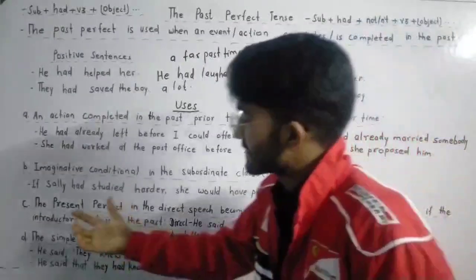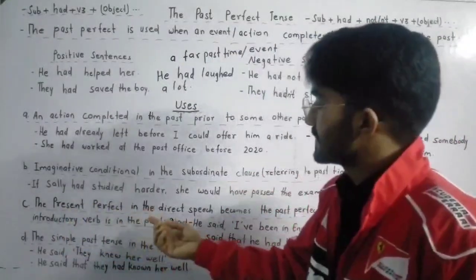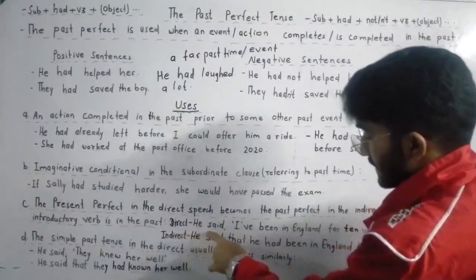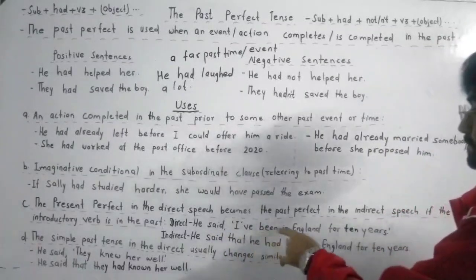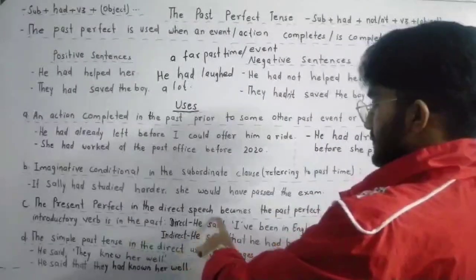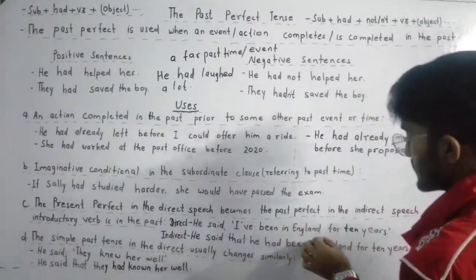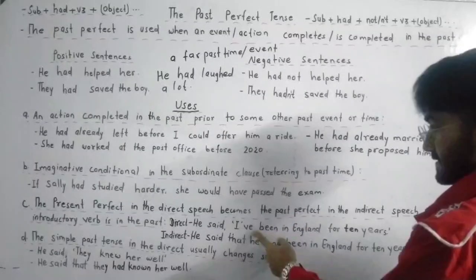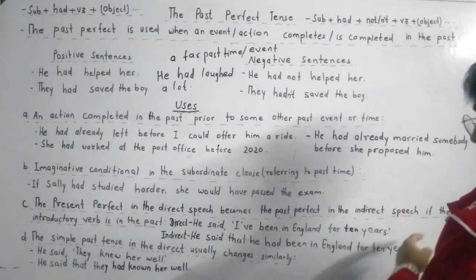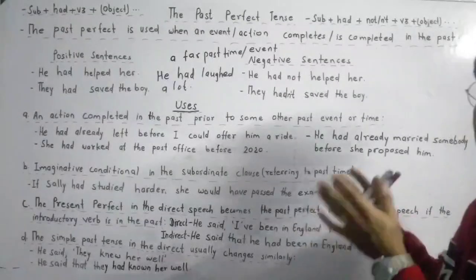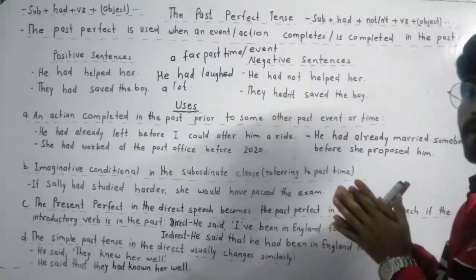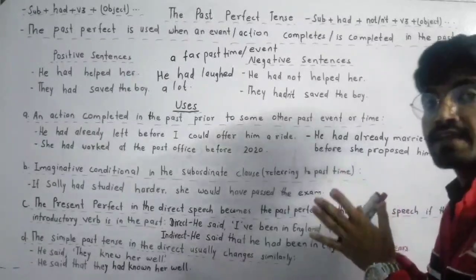And another use you can see: the present perfect in the direct speech. He said, "I have been in England for 10 years." The present perfect in the direct speech. This one is a present perfect sentence. It becomes what? The past perfect in the indirect speech. A present perfect sentence changes into a past perfect sentence.